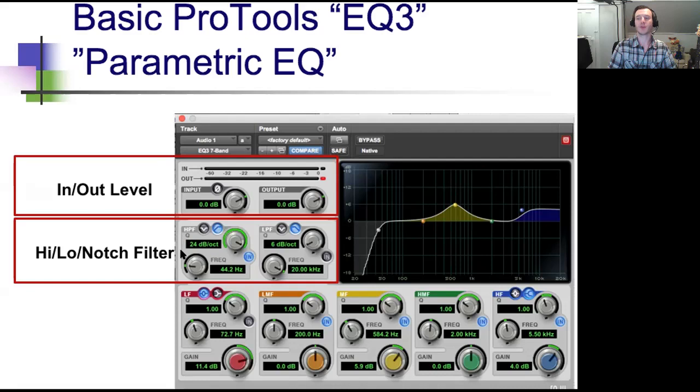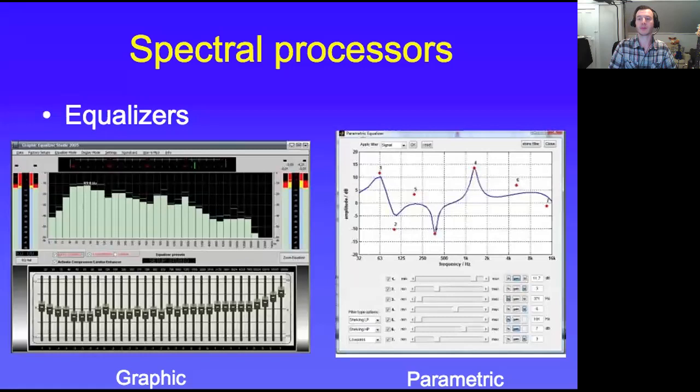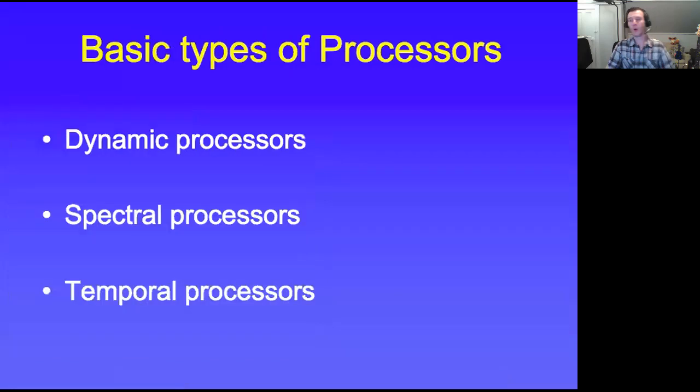The parametric EQ also has a filter section, which allows us a high pass and a low pass. And these processors affect the frequency range. Excuse me. So I hope that makes sense. Those are spectral processors, and we'll do one more for temporal processors, and this will cover 95% of everything you'll use in practical audio recording or live sound or post-production.